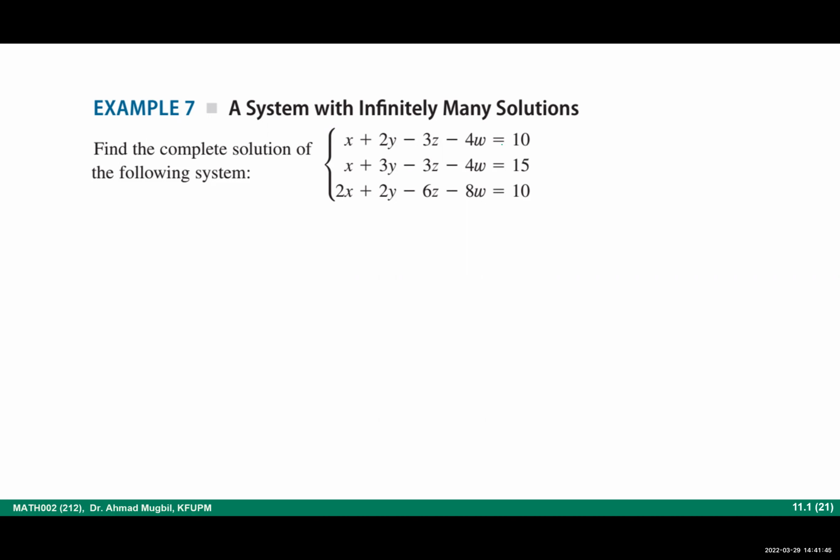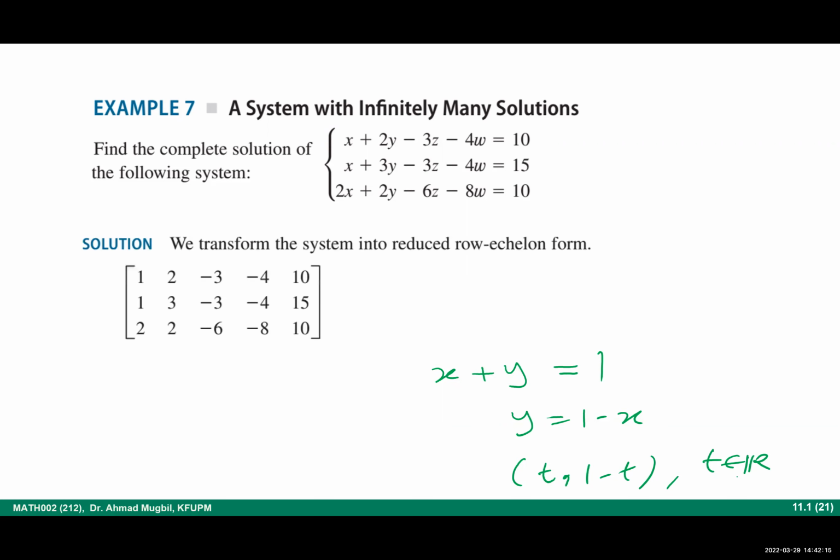Why? Take this easy example: x plus y equals 1. How many variables? How many equations? So how many values of x and y satisfy this equation? Infinitely many. y equals 1 minus x. All the points on this line are in fact t and 1 minus t, for any real number t. So it has infinitely many solutions. So it is expected. To show that, write the augmented matrix.